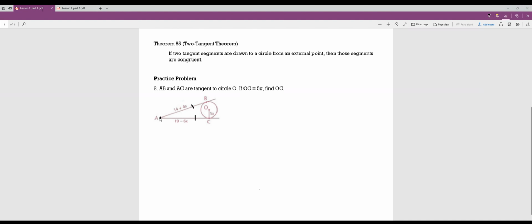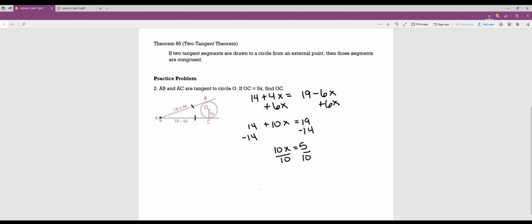So to find x, I can just set these two expressions equal to each other. So I can set 14 plus 4x equal to 19 minus 6x. And now I'm just going to do a little bit of algebra. I'm going to move all my variables to the same side. And then I want to move all my constants to the same side. And I end up with 10x equals 5. So I do my last step of dividing. And x is equal to 5 over 10, which is 1/2.